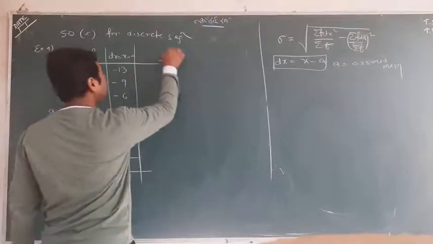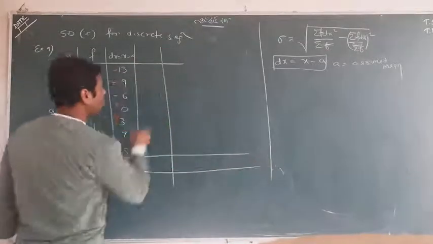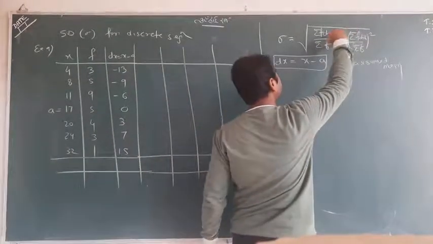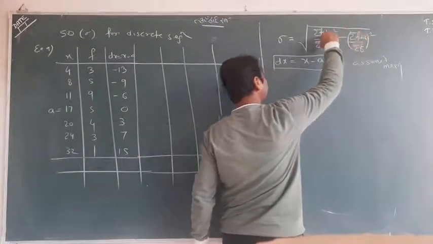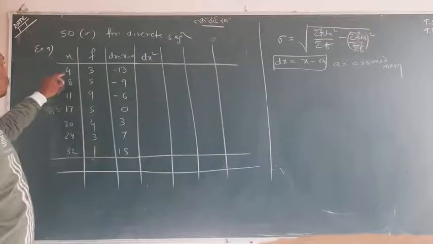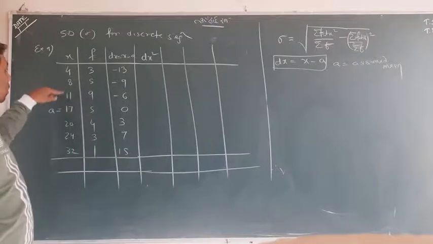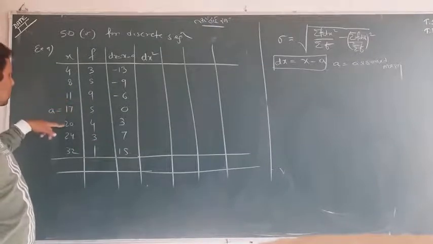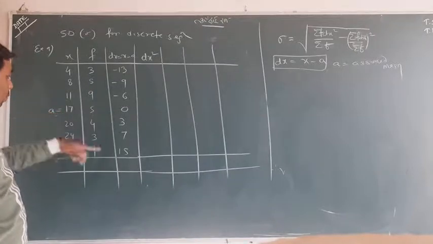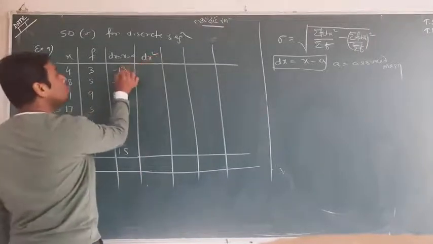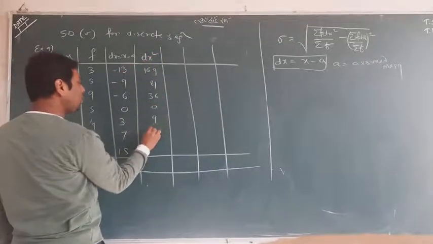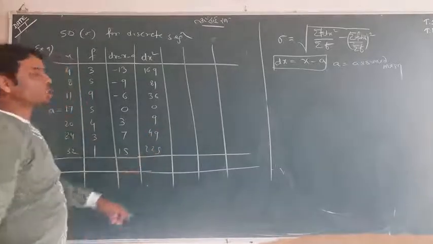Now afterward what you need? I already told you that you need four things. Dx you got, dx square you need, f dx you need, f dx square you need. So after dx we will find dx square. 4 minus 17 is 13, 8 minus 17 is 9, 11 minus 17 is 6, 20 minus 17 is 3, 24 minus 17 is 7, and this will be 15. Dx square of this: 169, 81, 36, 9, 49, 225. This is the square of dx.